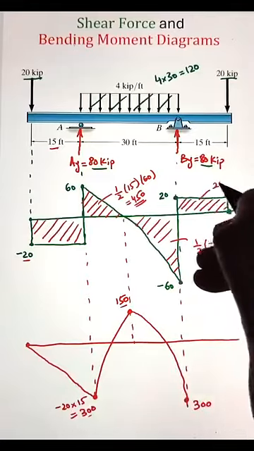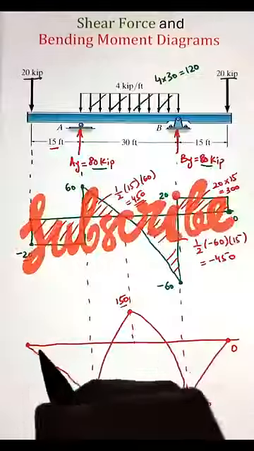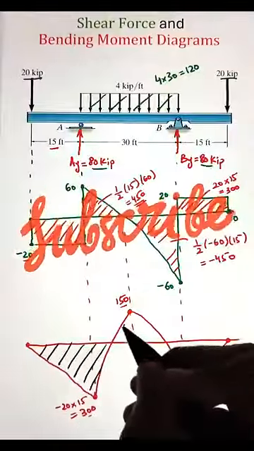Finally, we have a rectangular area in the positive zone that is of 300. So our moment diagram will jump up to 0, and the profile will be linear as the slope of the shear force diagram is equal to 0.